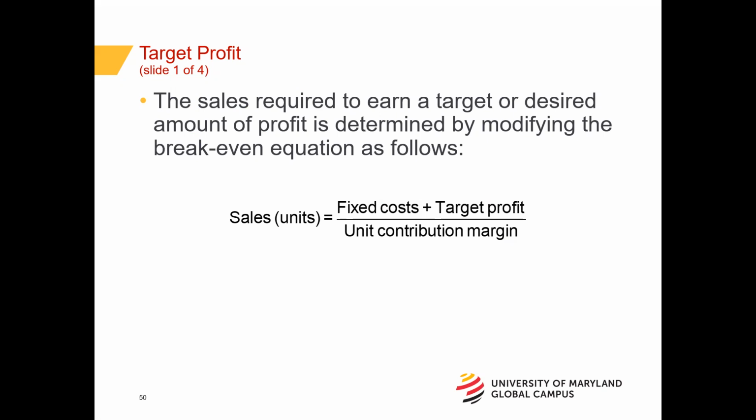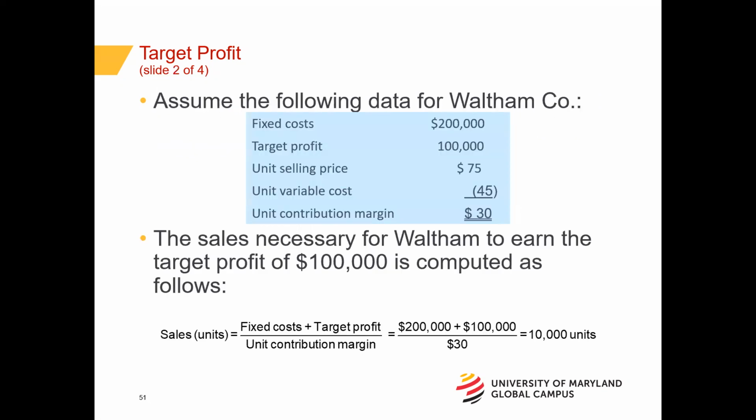Okay, how do we calculate it? We take our fixed costs plus our target profit divided by unit contribution margin. Target profit, again, is how much I want to earn in profit and earn as operating income, yeah?